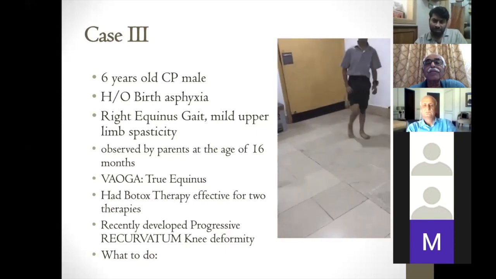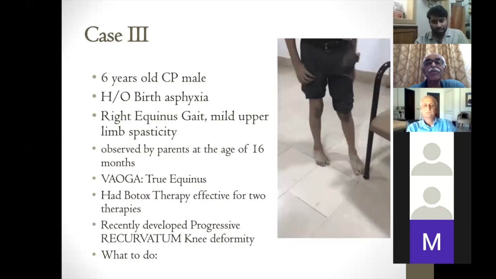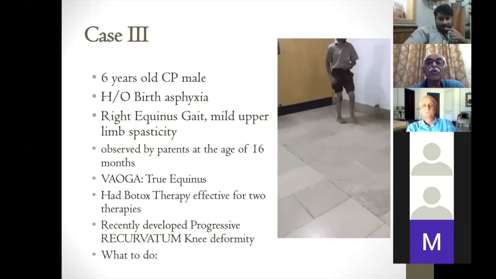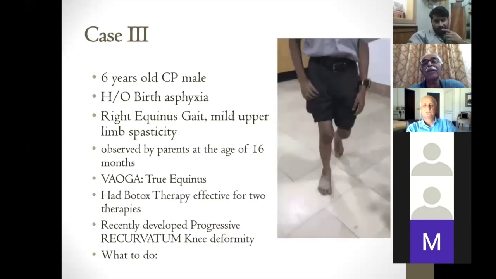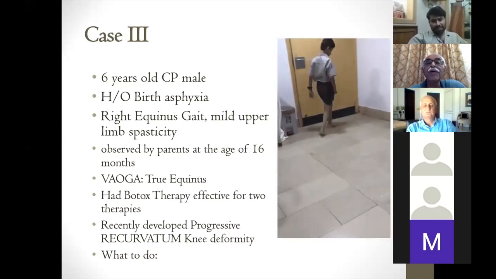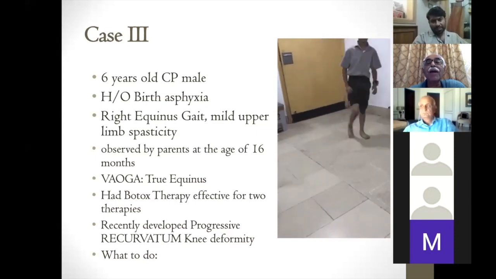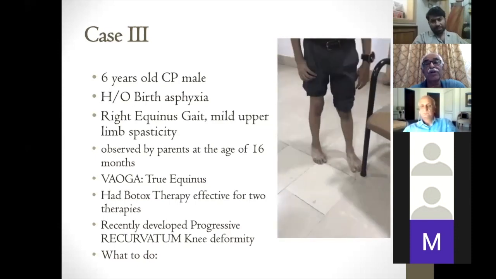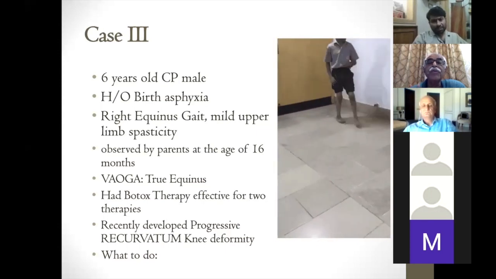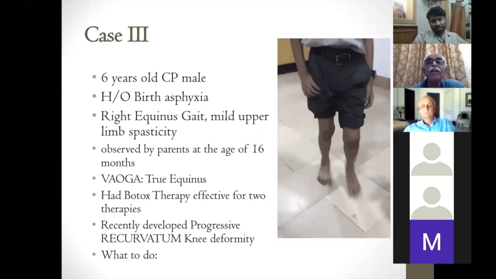Botox. Recurvatum jo deformity ho rahi hai, usko kya kare? Wo to persistently badhti jayegi because it is progressive. This was the complaint by the parents. He is doing equinus and compensating recurvatum, and that is increasing. So I consider this candidate not for the Botox, but the gastrocnemius, just Vulpius gastrocnemius fractional lengthening.